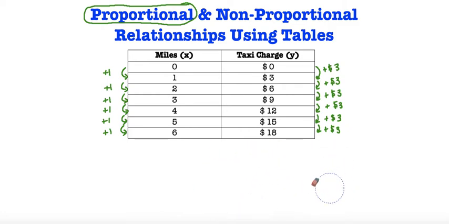So let's represent this using an equation now. y equals 3x because we're multiplying the number of miles by $3. Again, if we substitute x for any of these amounts, let's say for 4 miles, 3 times 4 would equal 12, which is the cost represented by y. And remember that 3 is our constant of proportionality, our rate of change, and is also called our slope.